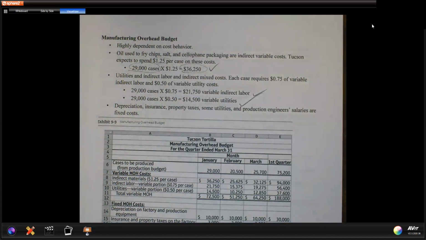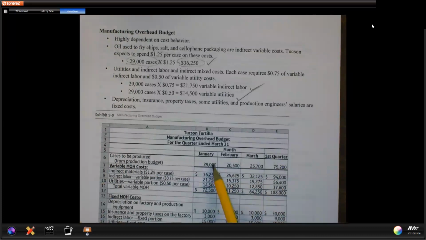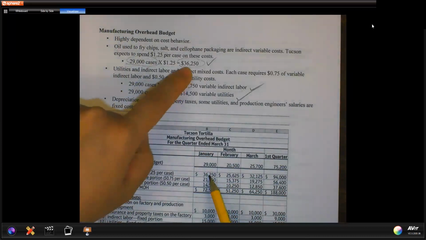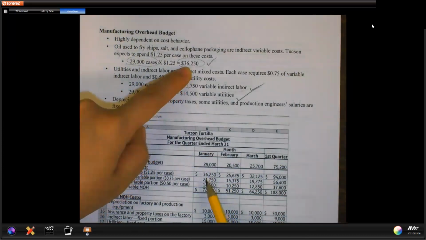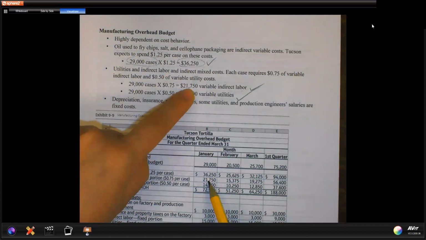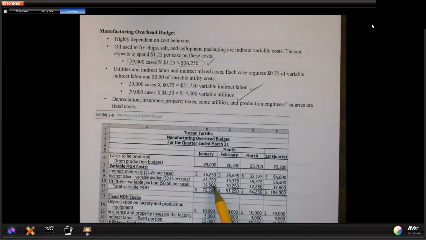So what should we do? Those are the variable costs. Then we just add those things to our January, February, and March. We list it like this. Units we will produce, indirect material, like the salt and the oil. Indirect labor, we calculated 21,750. And then the variable manufacturing overhead, like the utility, we said 50 cents per case, so the total will be 14,500. We got our total variable manufacturing overhead for January, February, and March.